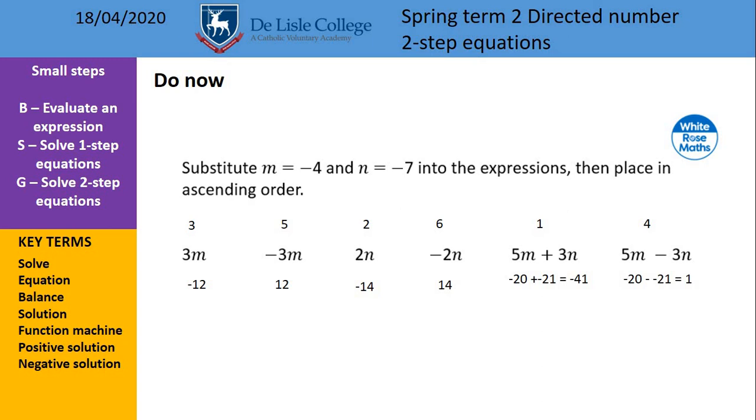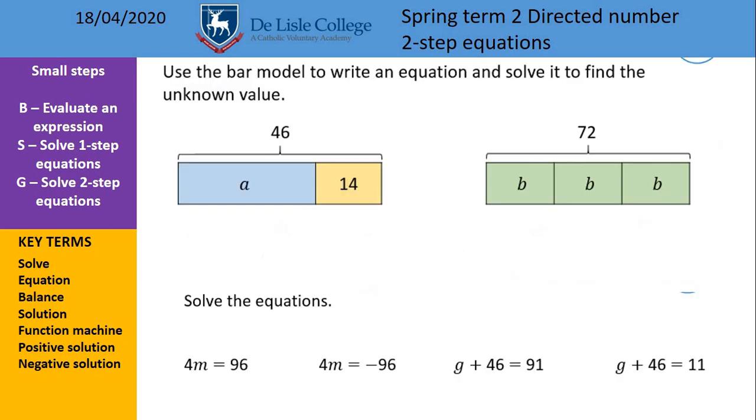So today we're going to look at two-step equations. Firstly though, what I've got in front of us here is a one-step equation. One step simply means you just need one line of working to solve it. Okay, so we're going to go back to looking at some bar models, and we're going to write an equation to show each of these bar models.